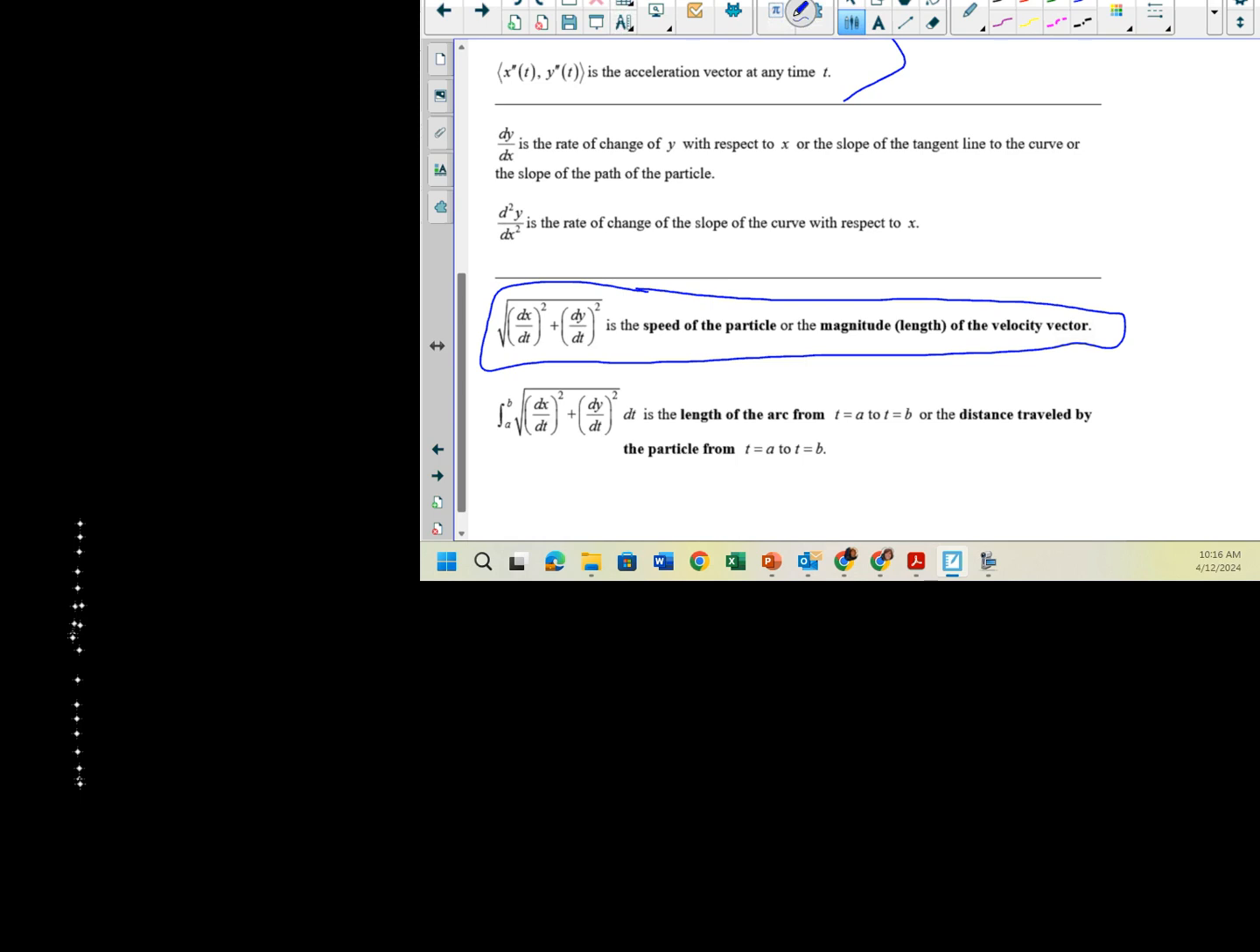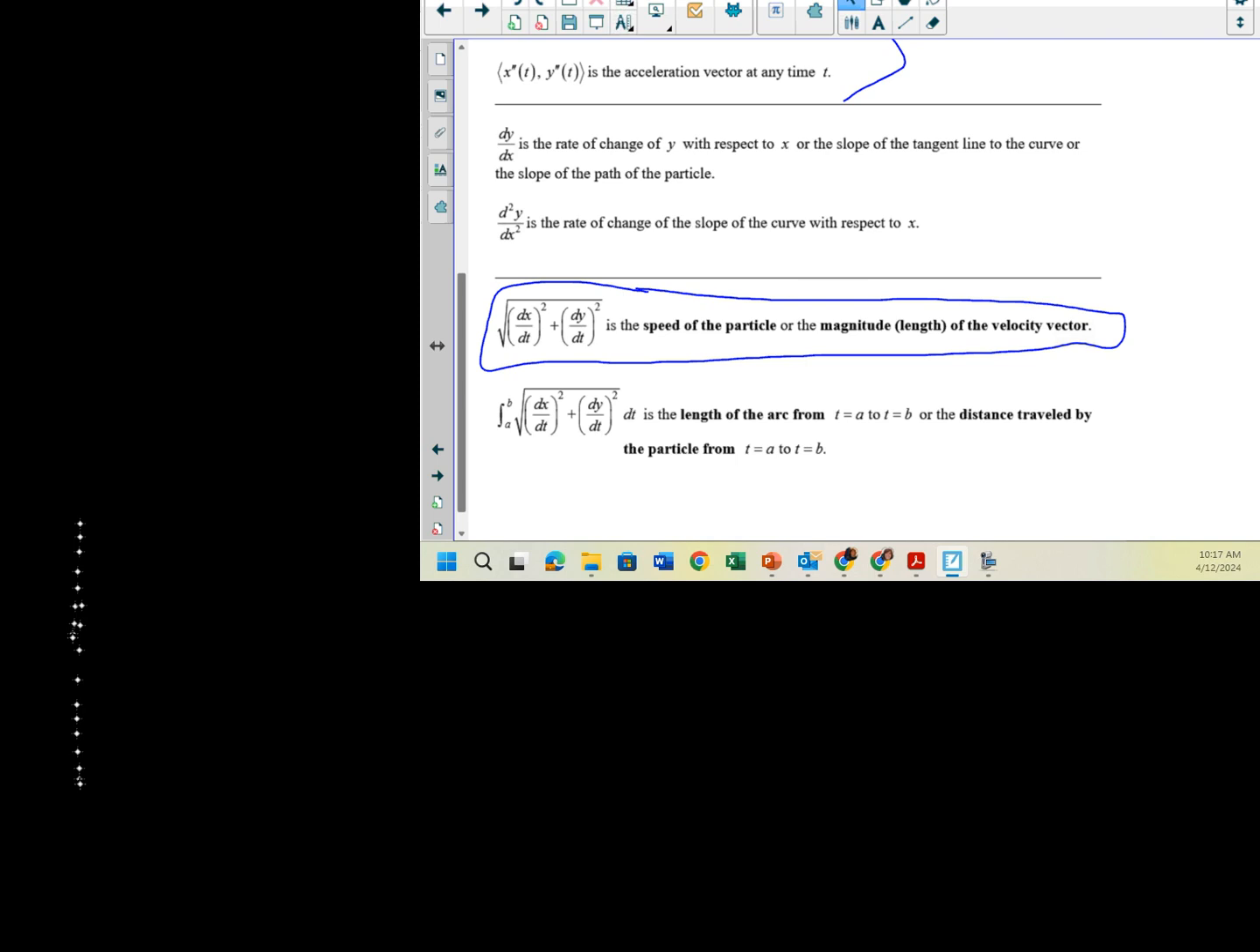The square root of (dx/dt) squared plus (dy/dt) squared is the speed, or the magnitude of the velocity vector. The integration of that is the length of the arc, or the distance traveled. Length of arc and distance traveled should be recognized as the same thing, because it's how far you've gone.